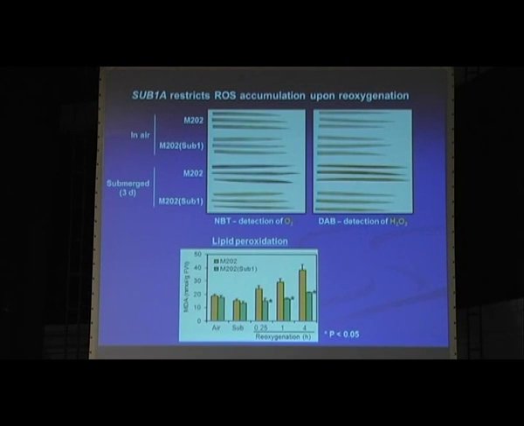And this is quantitative data. We observed MDA content in leaves during and after submergence. Actually, we didn't see any effect of submergence on MDA content. But upon desubmergence, we observed accumulation of MDA, especially in M202, which is consistent with the observation during dehydration. This data suggests SUB1A blocks ROS accumulation, which is beneficial for lipid peroxidation reduction during dehydration.